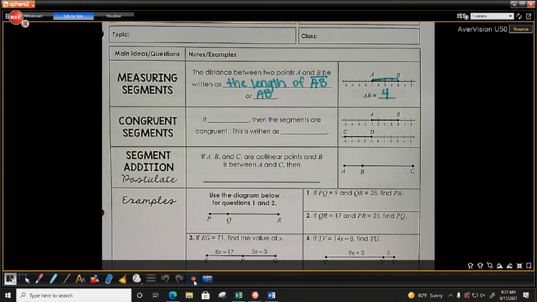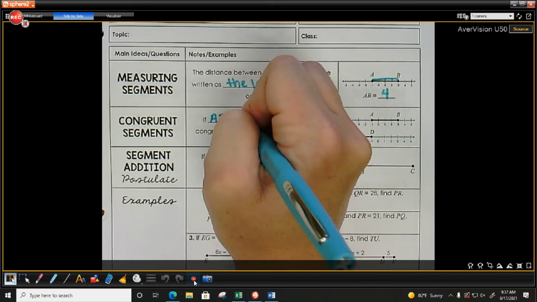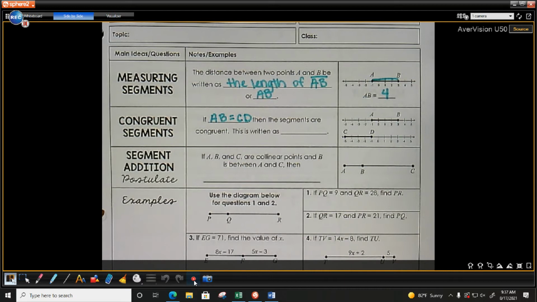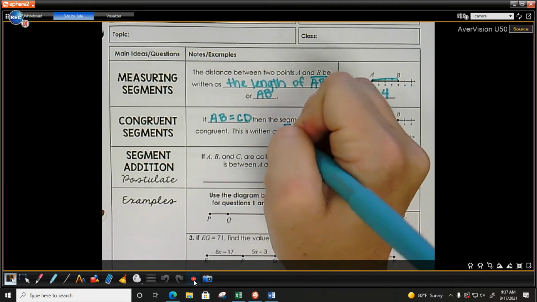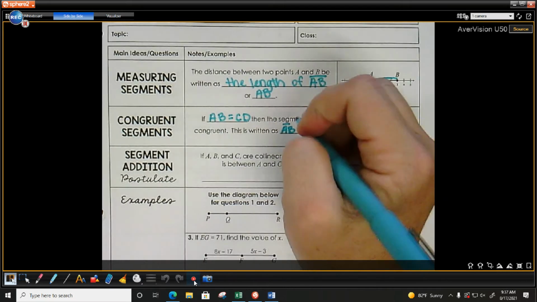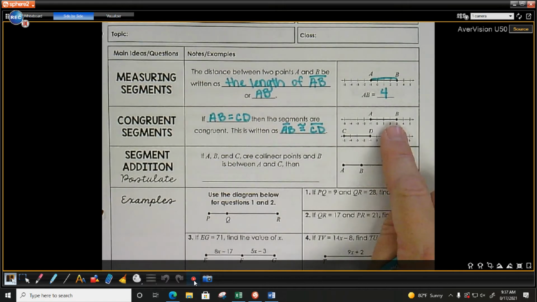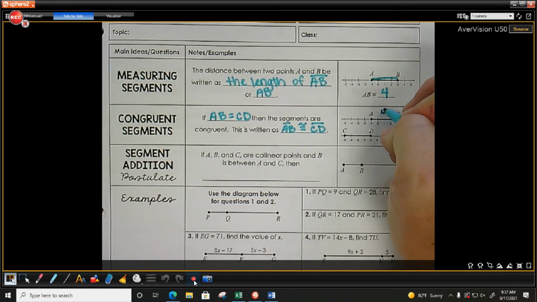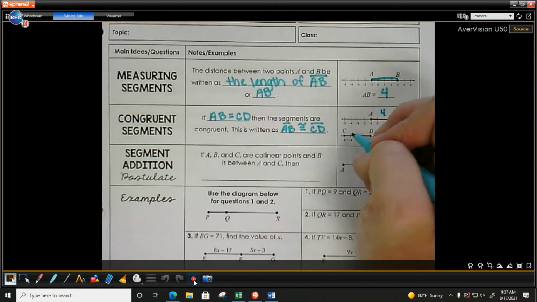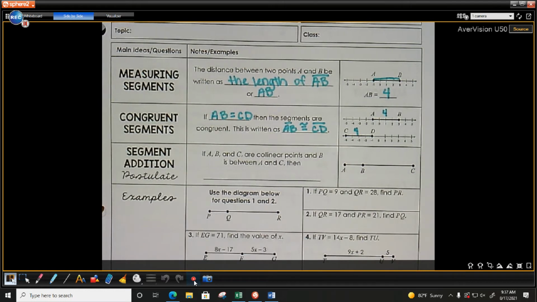Okay, if segment AB is equal to the measure of CD, that means segment AB is congruent to segment CD. Remember, we talked about this last time. So AB is how far? How long? 4. And then CD is also 4. So that means segment AB is congruent to segment CD, or AB is equal to CD, sorry.